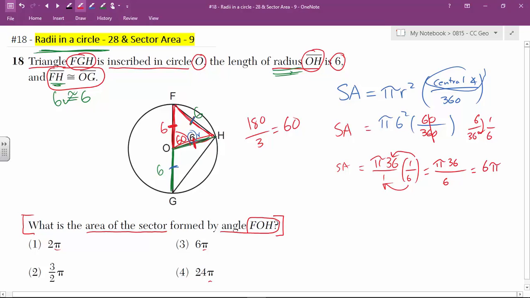And keep that pi. So is 6 pi one of our answers? Well, it's not 1, it's not 2, it's not 4. It is in fact 3. 6 pi.